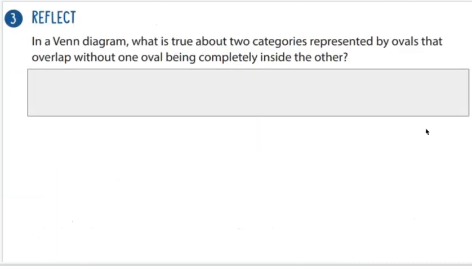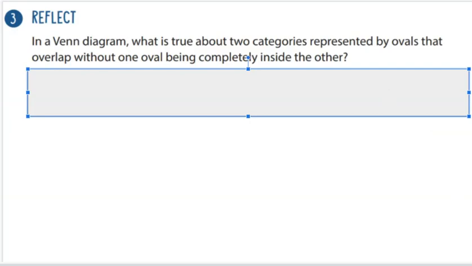All right, so here I'm asking you to reflect in a Venn diagram what is true about two categories represented by ovals that overlap, without one oval being completely inside the other. So that's that example that we just looked at. Push pause, jot down your ideas, and come back and push play when you're ready.